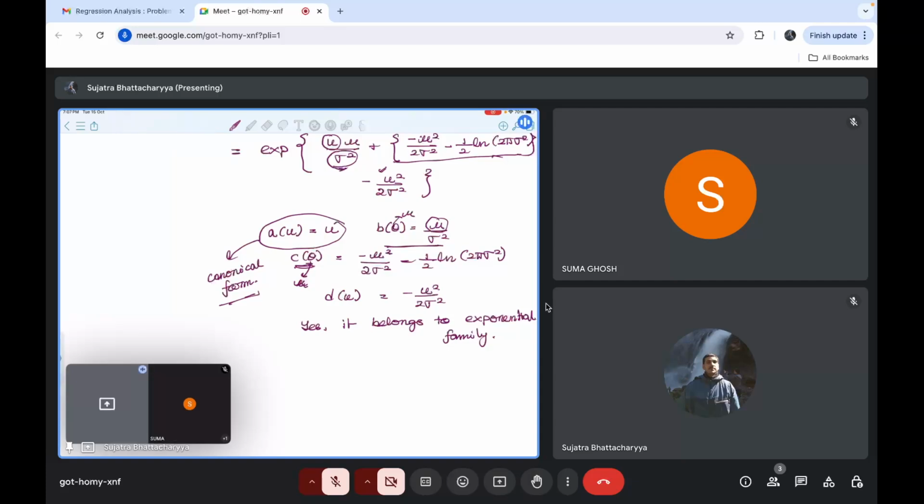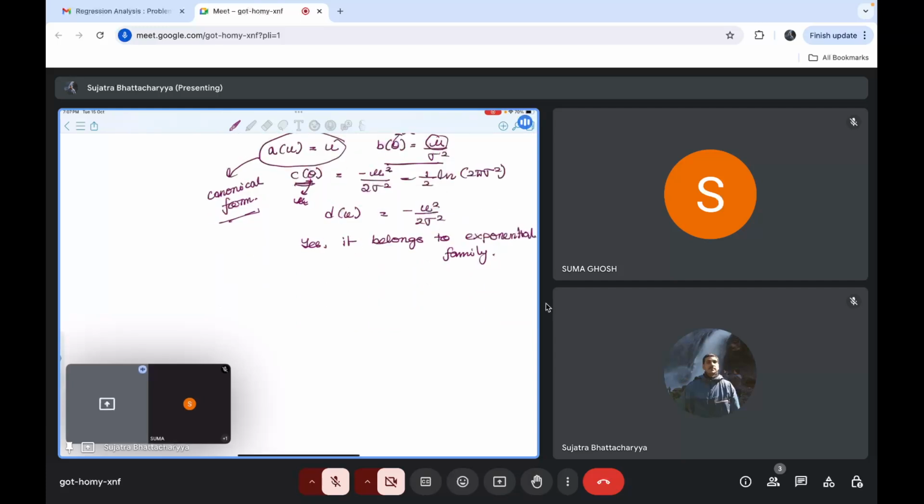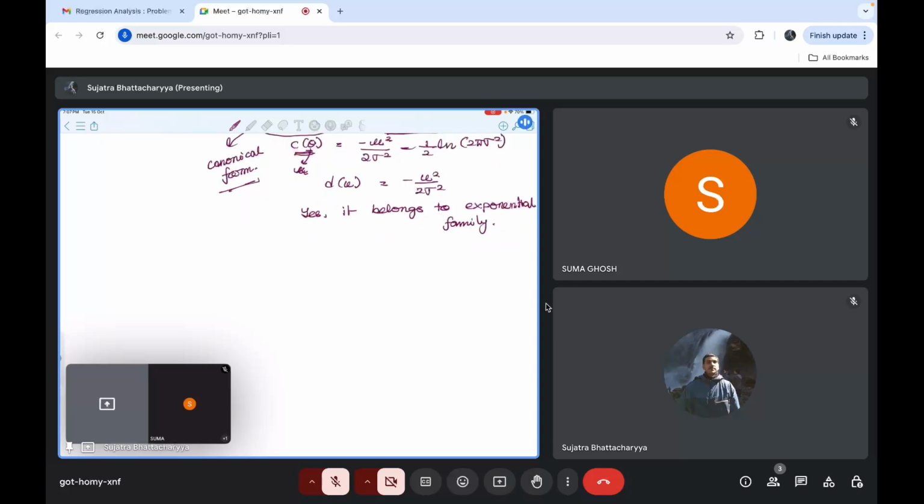So you can see that the normal distribution also belongs to the exponential family. But our point is that when y does not belong to the normal distribution, whether those distributions follow the exponential family or not, then only we will be using the generalized linear model. In this case, we can ordinarily use the multiple linear regression model, which we have done so far, assuming that epsilon or y belongs to a normal distribution.